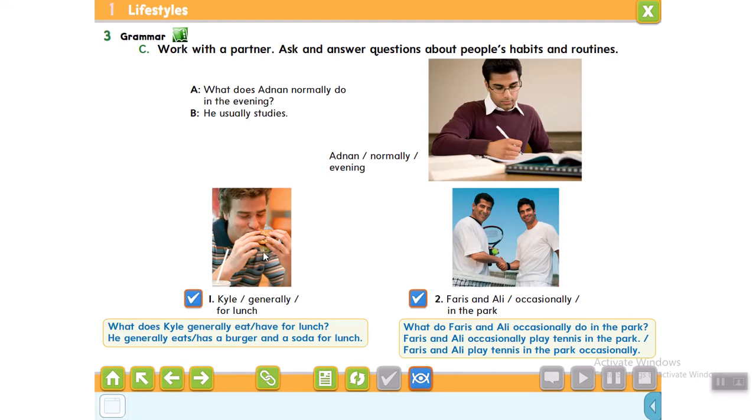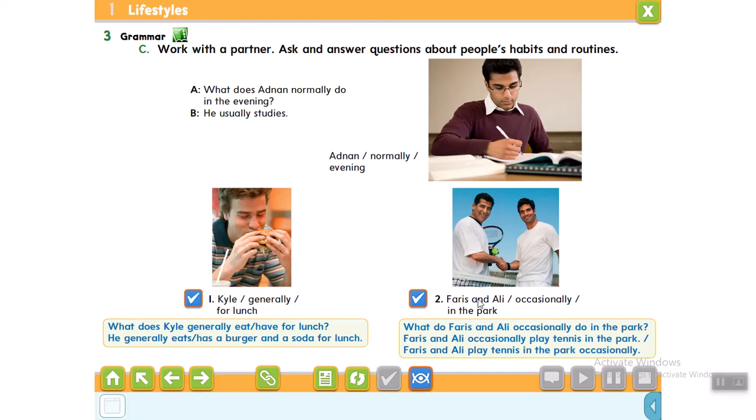What can we see in this picture? Yes, he generally eats or has a burger and a soda for lunch. This is a burger and this is a soda. He generally eats a burger and a soda for lunch. He generally has a burger and a soda for lunch.